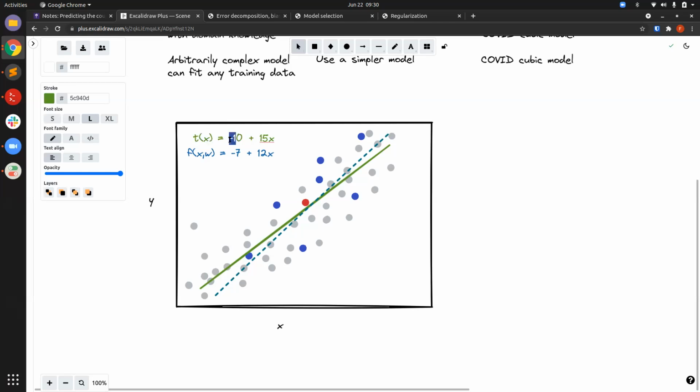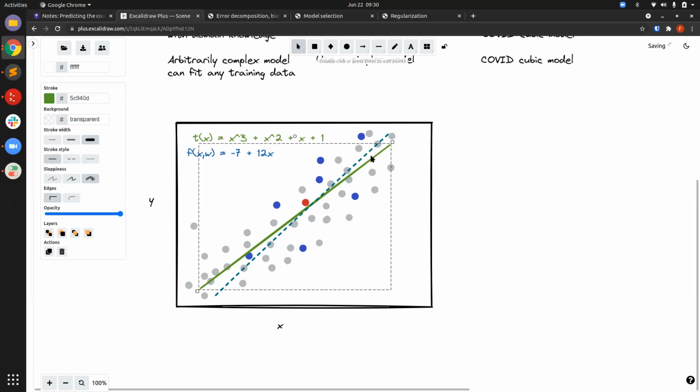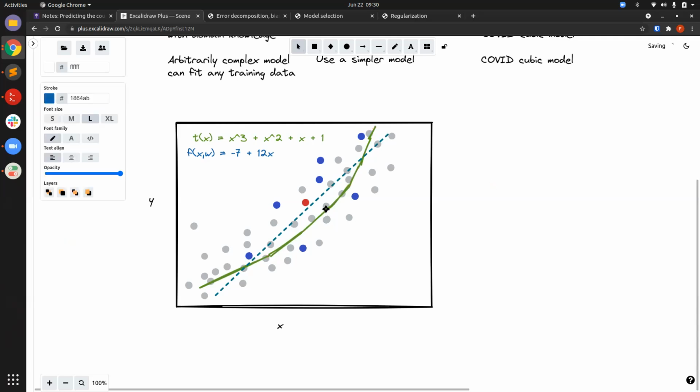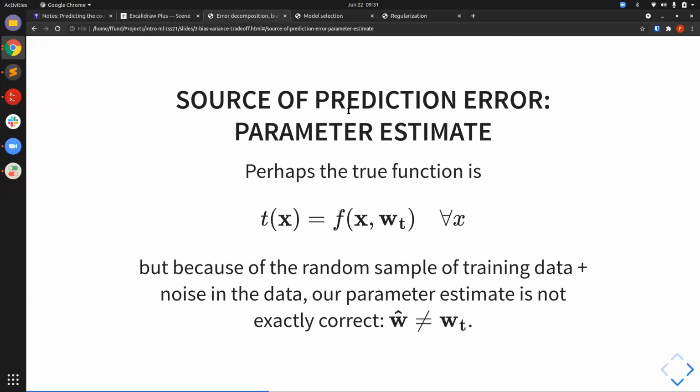What if my true function is not even of this form at all? What if my true function is something like x to the power 3 plus x to the power 2 plus x plus 1? Okay, so let's try and draw something like that. Okay, so this is another potential source of error. This is a source of error called undermodeling.